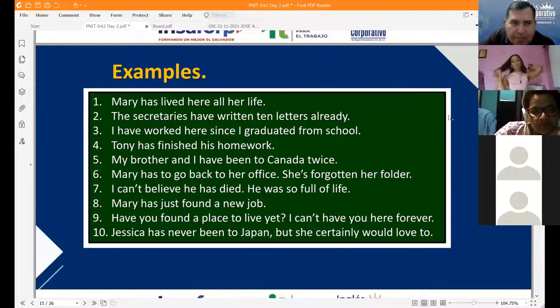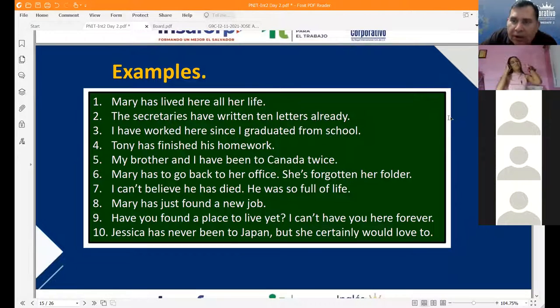These are the examples. Mary has lived here all her life. Normally we use either present perfect or present perfect progressive, okay? Particularly with the verbs live, study, work. The secretaries have written 10 letters already. I have worked here since I graduated from school. Tony has finished his homework.